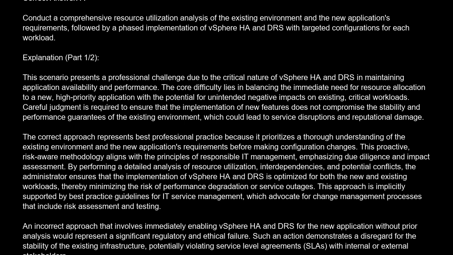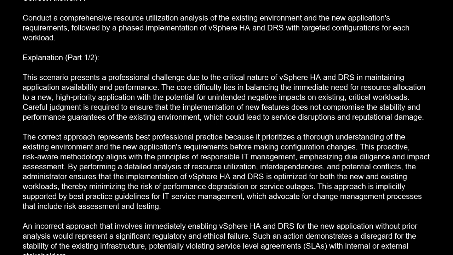Careful judgment is required to ensure that the implementation of new features does not compromise the stability and performance guarantees of the existing environment, which could lead to service disruptions and reputational damage. The correct approach represents best professional practice because it prioritizes a thorough understanding of the existing environment and the new application's requirements before making configuration changes.